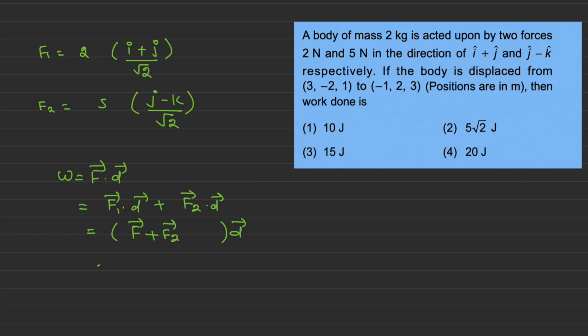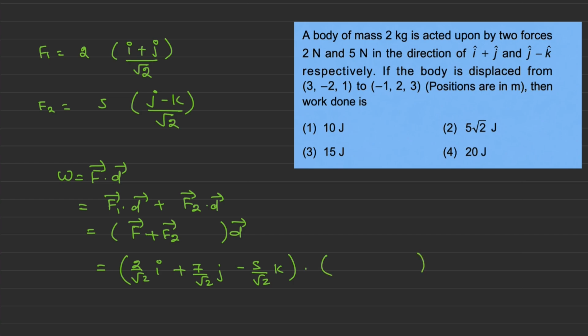If you calculate this particular part, what will you get? Here we are having i, so it will become what? 2 by under root 2 times i cap. Here we are having 2j divided by root 2. Here we are having 5j divided by root 2. 5 plus 2 will become equal to what? 7 divided by root 2 times j. Now k is in minus, so you can say minus 5 by under root of 2 times k. It is our force, dot displacement.